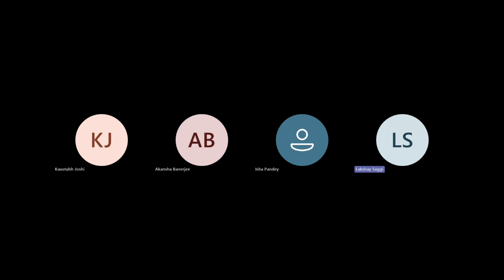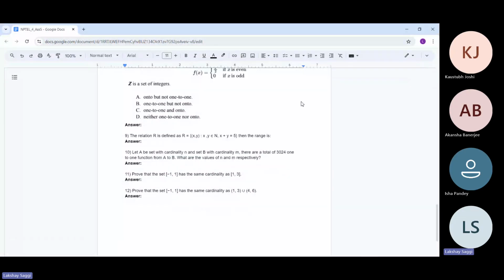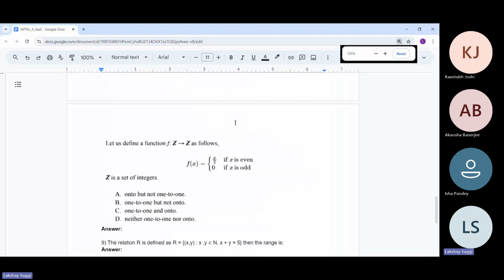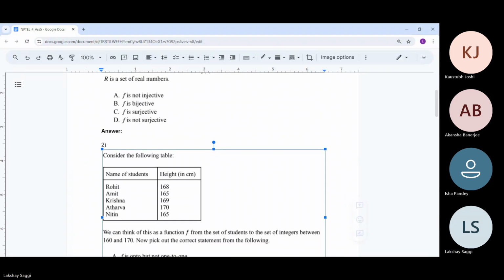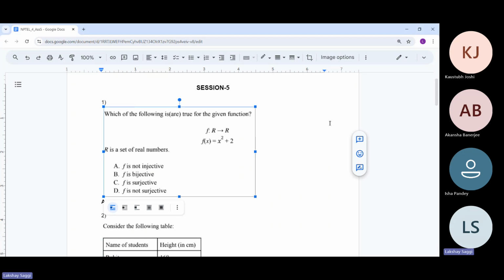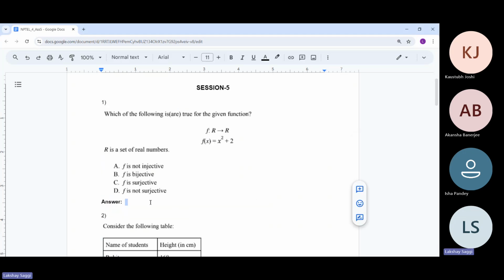Okay, just sharing my screen, guys. I hope my screen is visible to everyone. Yeah, I hope my screen is visible to everyone now.